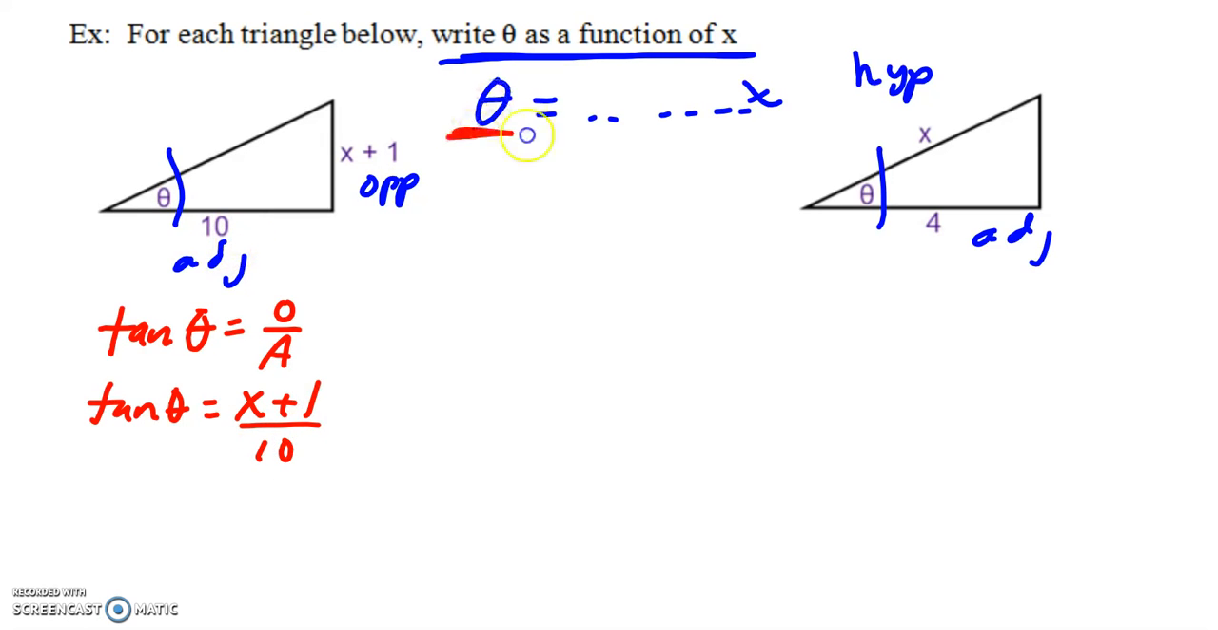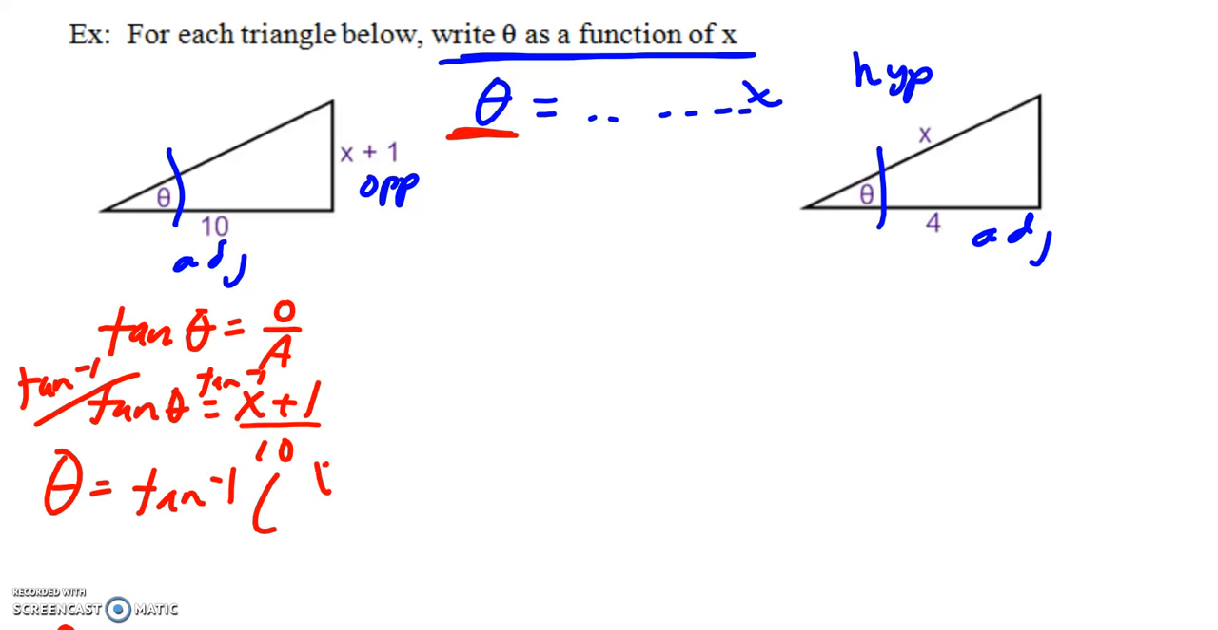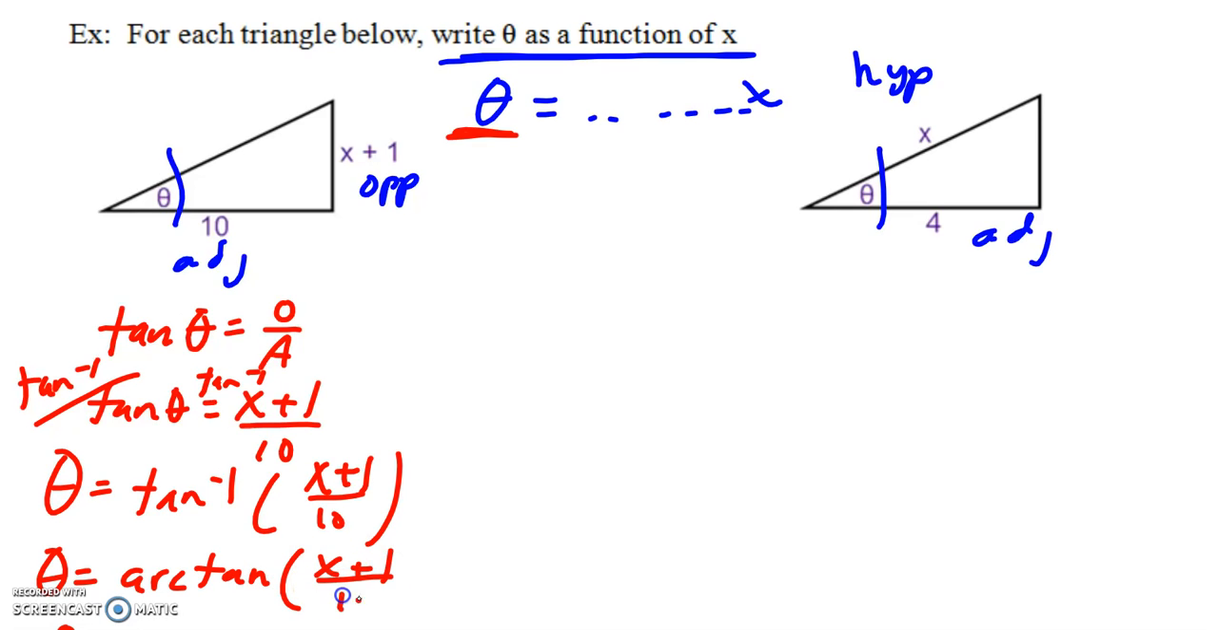And my goal is to get theta by itself. So how do we get tangent away from theta? Well, we apply the inverse on both sides. So theta would be the inverse tangent of x plus 1 over 10. But because we've been using arctangent so much more recently, I'm going to say that a good answer would be the arctangent of x plus 1 over 10.